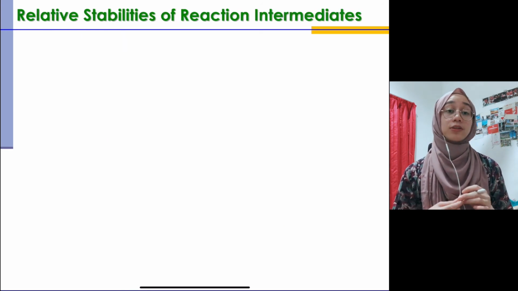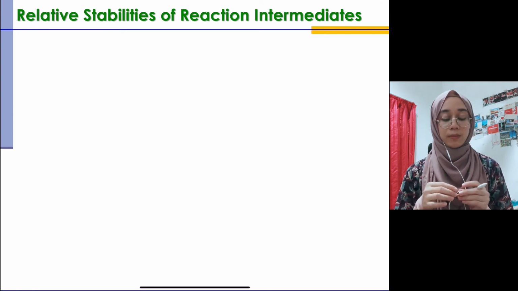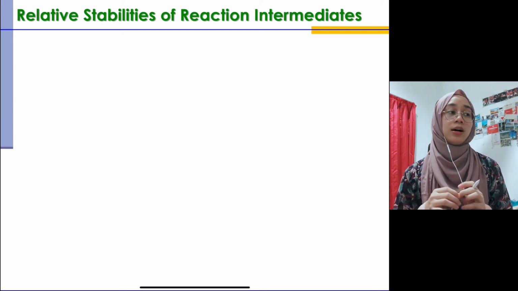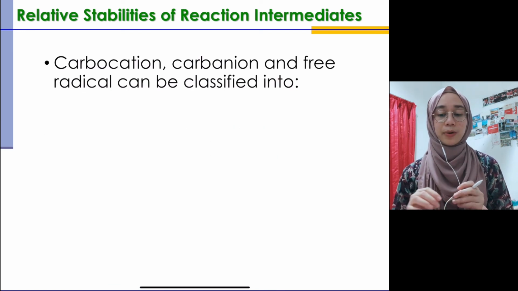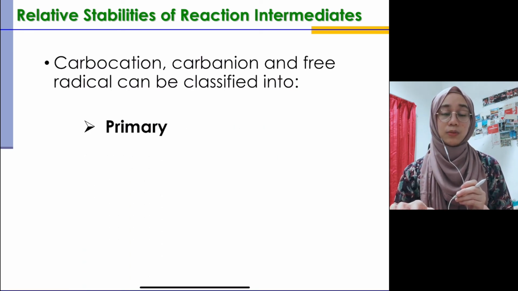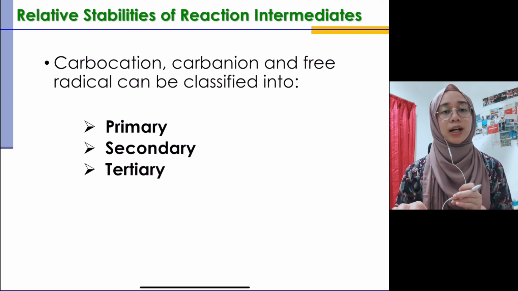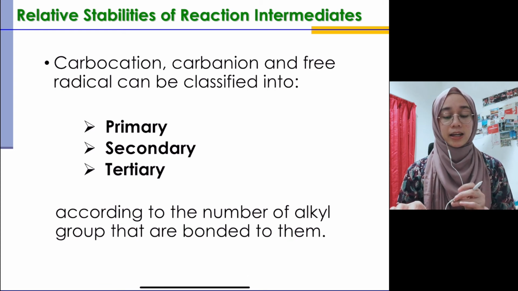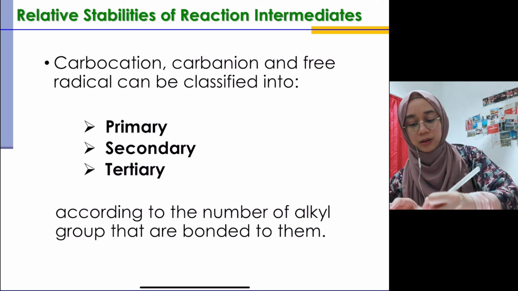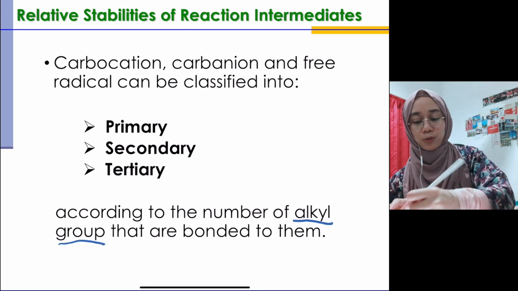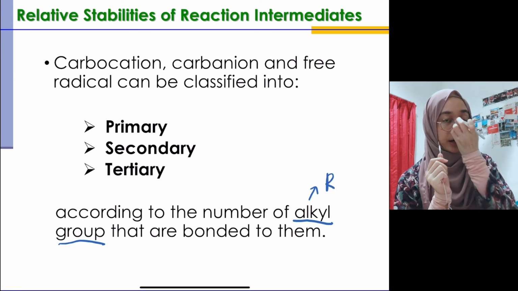Okay, so in terms of stability, so last part kita nak belajar pasal stability of reaction intermediates, but we will be focusing only on carbocation and also free radical lah. Okay, so carbocation, carbanion, free radical can be classified into primary, secondary and also tertiary. Konsep dia sama je macam kamu nak classify carbon, so jangan risau sangat. Okay, so it is according to the number of alkyl group. Alkyl group kat sini kita akan guna huruf R untuk menunjukkan alkyl group. Okay, so kalau kamu nampak R tu adalah alkyl group.